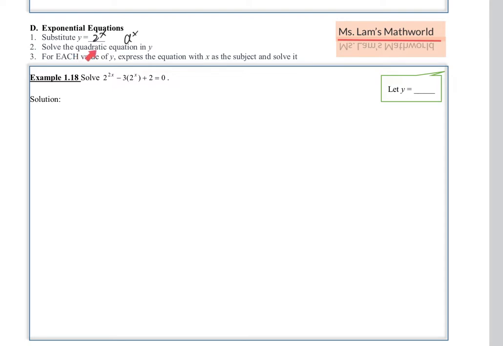So step 2, you have to solve the equation in y, and then same as before, for each value of y, we substitute x again to solve it. Okay, so this one you need to be careful of the way to handle the power. So let's do some revision first.